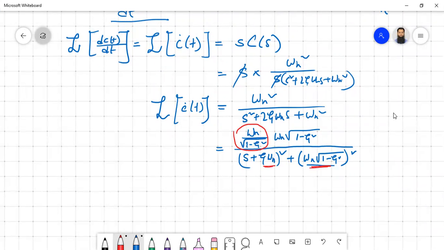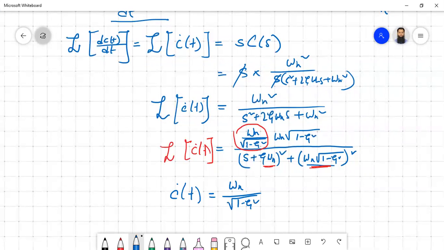If you now take the inverse Laplace transformation, then the derivative will be something like this. You have the constant as it is, so ζω_n divided by 1 minus ζ². Then you will have dA because of the A parameter, e to the power minus ζω_n t, then sine ω_n root over 1 minus ζ² t.